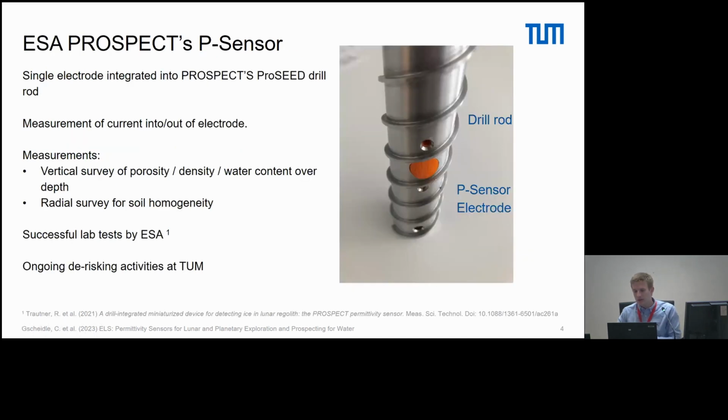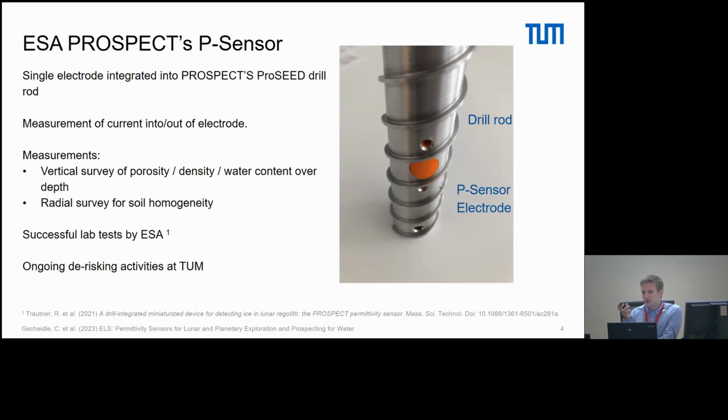And so maybe a little bit of the developments we're involved in is a permittivity sensor. Here's the mock-up of the drill rod from PROSPECT. Just for checking the CAD, we 3D printed the electrode assembly and fitted it in the rod, and you can see it here in orange. This one is 40 centimeters from the drill tip, and so we're looking at the first 60 centimeters of the lunar soil, which we can investigate with the permittivity sensor.